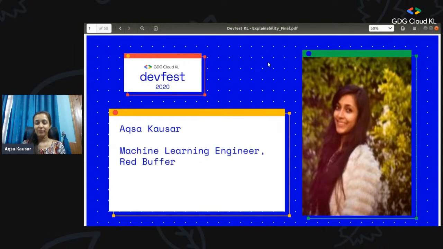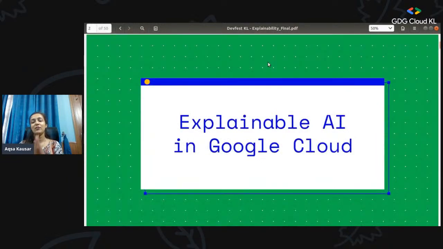Hello, everyone. So I'm Aqsa Kausar. I'm working as a machine learning engineer at Red Buffer. And today's talk is about explainable AI. I'll give an overview of the concept of explainability and how it is used to understand the famous black box in machine learning, where people talk about not being able to interpret, not being able to understand how a machine learning model works and why it makes the predictions that it makes.